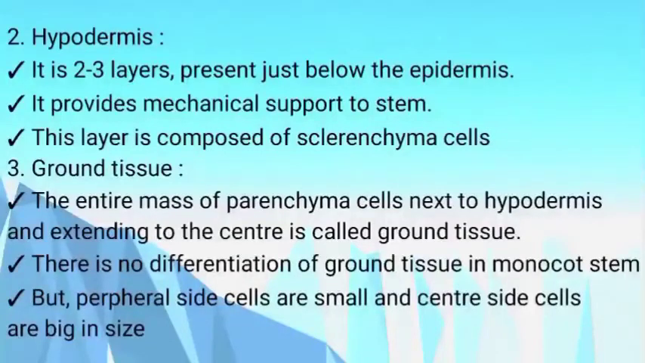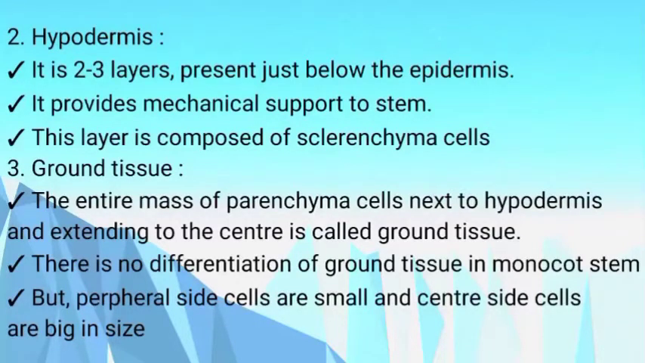Second one, hypodermis. In the monocot stem, hypodermis is 2 to 3 layered and present just below the epidermis. The hypodermis of the monocot stem is completely composed of sclerenchyma cells, and the main function of this hypodermis is providing mechanical support to the stem.